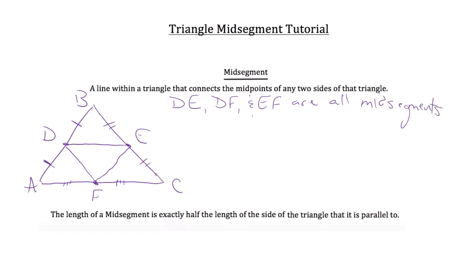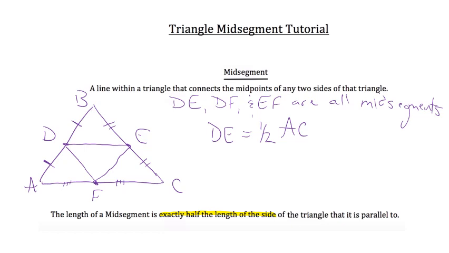Now, one of the really nice things is back when we were doing trapezoids, we talked about how a midsegment was the average length between the top and the bottom. Well, in a triangle, there is no top because it comes up to a point. So the length of the midsegment is exactly half of the length of the side of the triangle that it is parallel to. So what that means is that DE is exactly half of the whole AC.